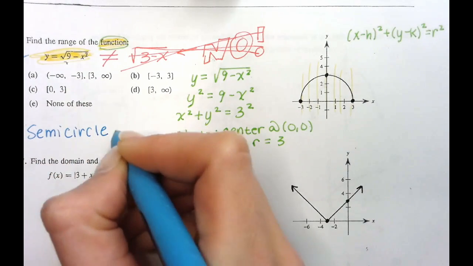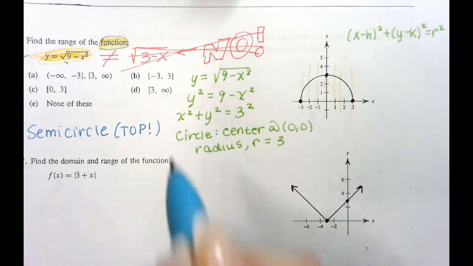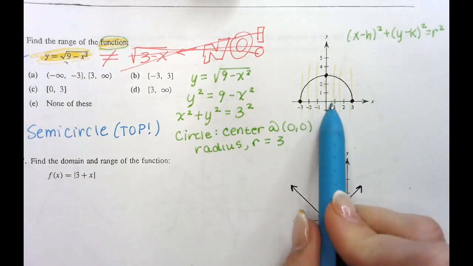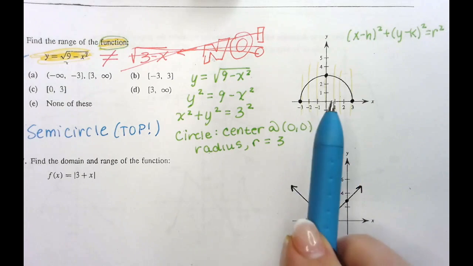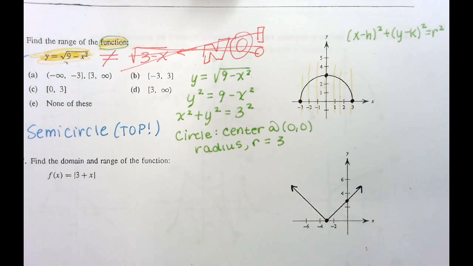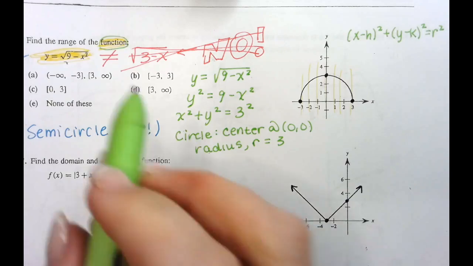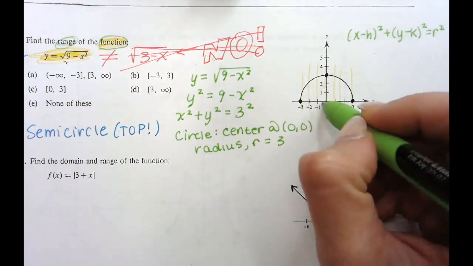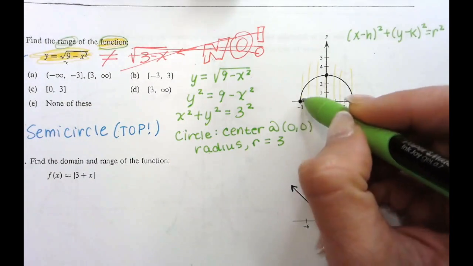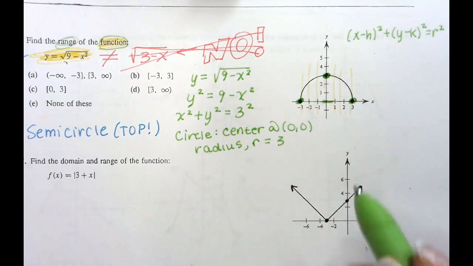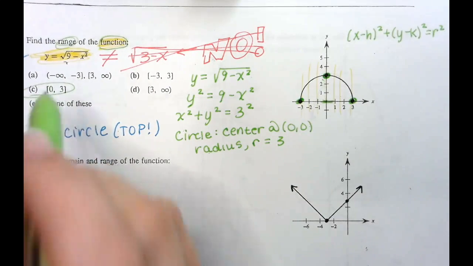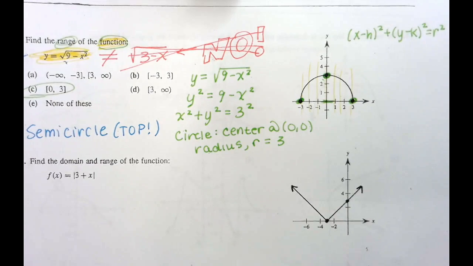It is only the top in this case. So the radius is still 3, the center is still 0. So what is the range? Now we switched it up. What is the range of the function? Well, the range always goes from the bottom to the top. So the lowest is 0, it's included. The highest goes to 3, which is also included. Range, right there. Done. Alright?